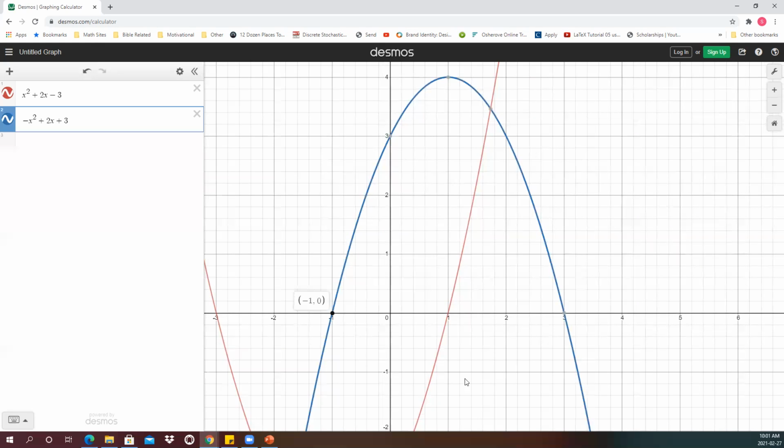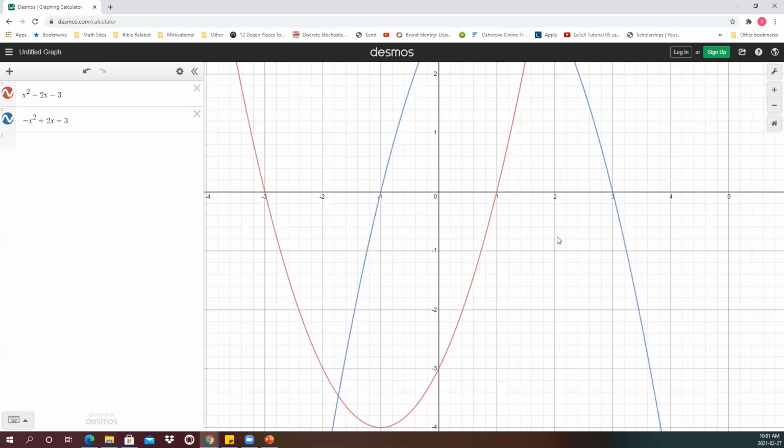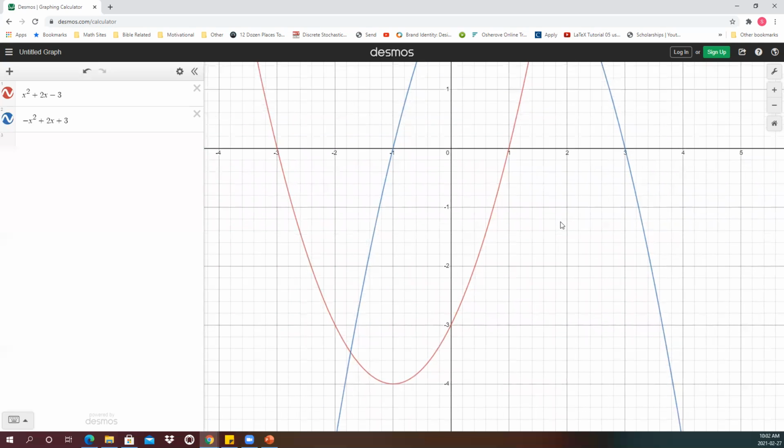So it cuts it at -1, where the black dot I put a while ago. And then it also cuts at positive 3 right there, which is the same answer. So this is how you solve a quadratic equation using the graphical method. Are we clear? Yes, miss.